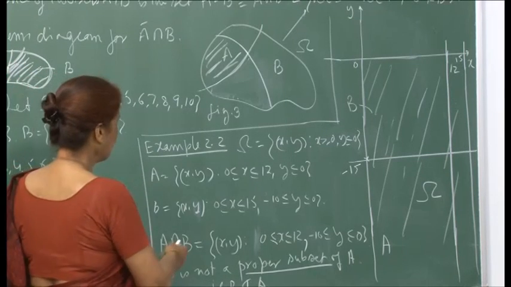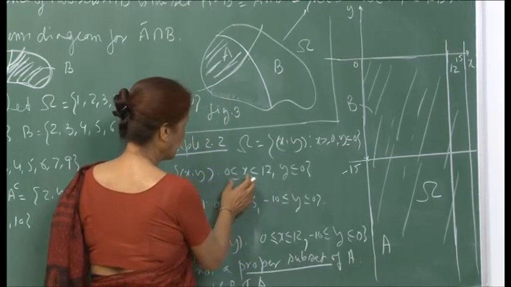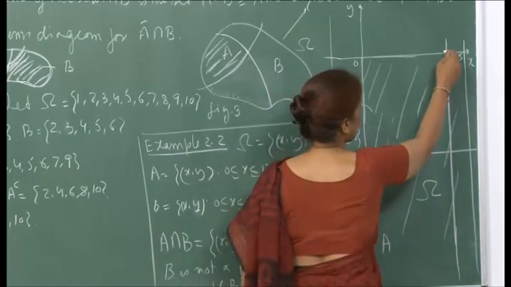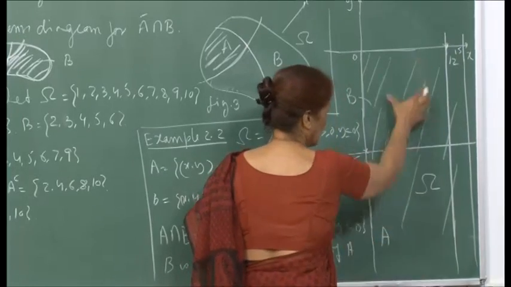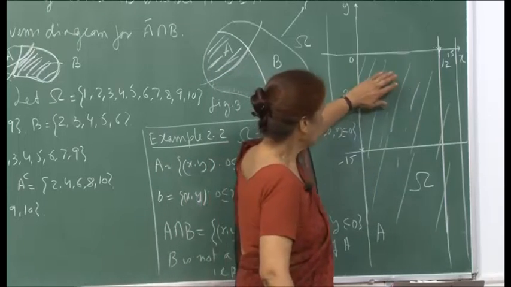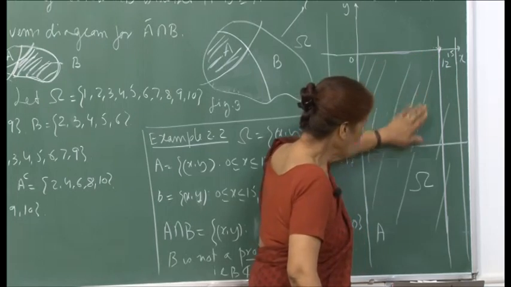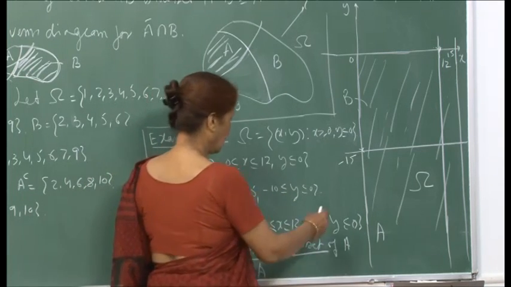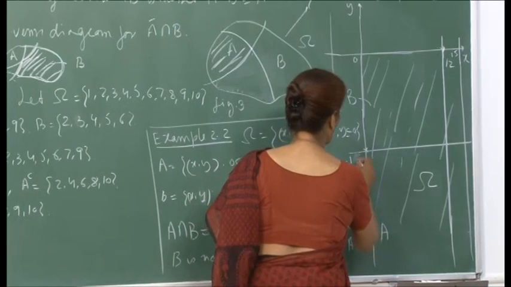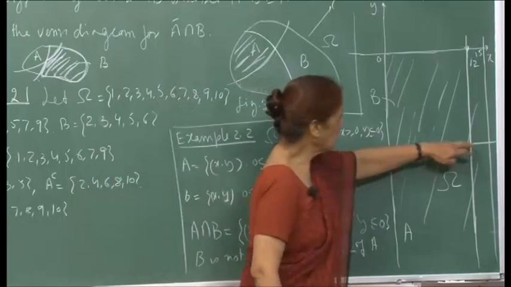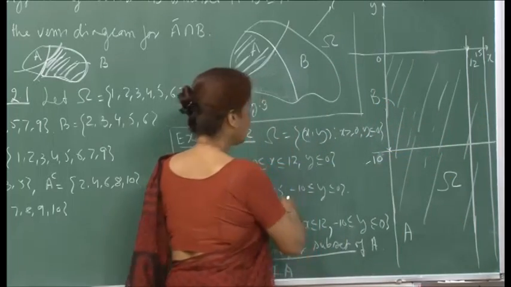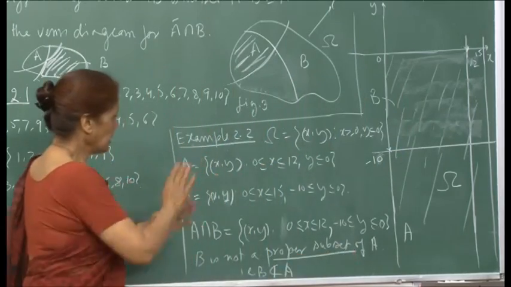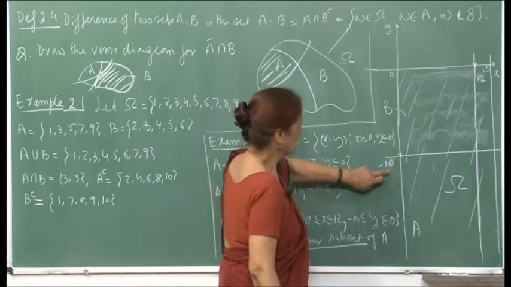Now, if I take A to be the set consisting of all points for which the x coordinate is greater than 0 and less than 12, and y is less than or equal to 0, then if this is my number 12 on the x axis, the whole of this, again an infinite set, where y is less than 0 and x is between 0 and 12, forms your A. And B is all points with x between 0 and 15 and y between minus 10 and 0. So, if I draw a line here, then my B extends like this and x is up to 15. B is this portion: x extends up to 15 and y is from 0 to minus 10. So, that is your B.